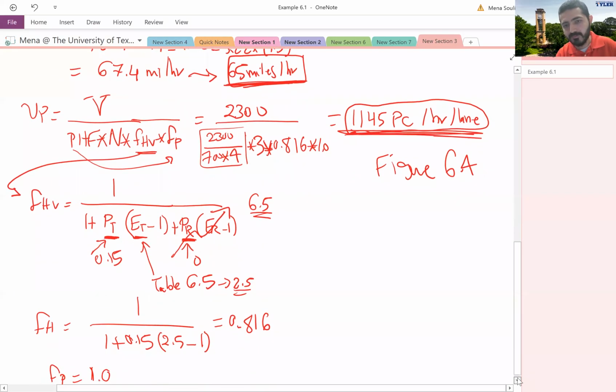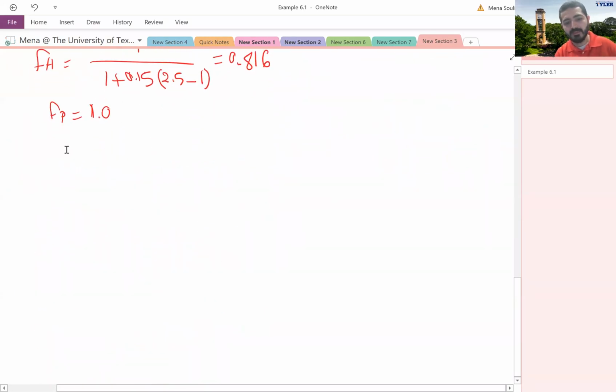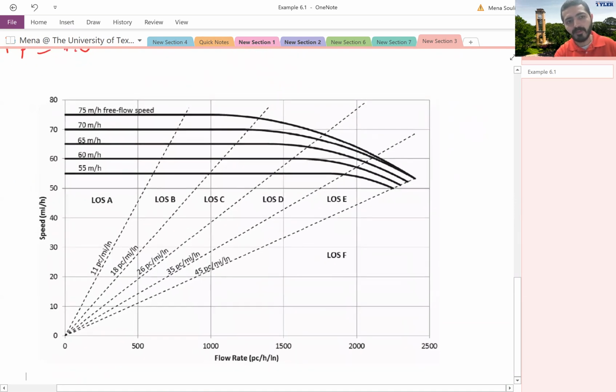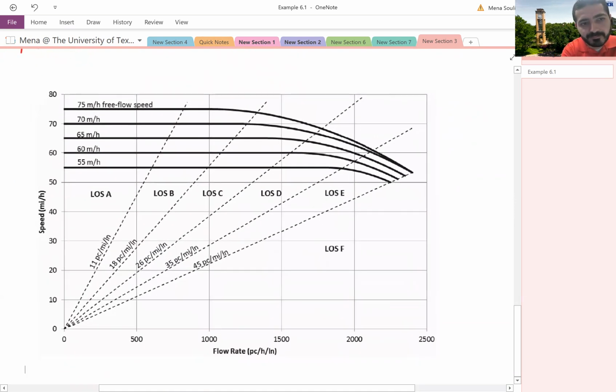All right, so we have our numbers and we're going to paste it here. There you go. Okay, so we have 65 miles per hour right here. So we can draw a horizontal line and the VP, which is the flow rate, was 1145. So this is 1,000 and this is 1,500. So roughly somewhere here, we're going to draw a vertical line.